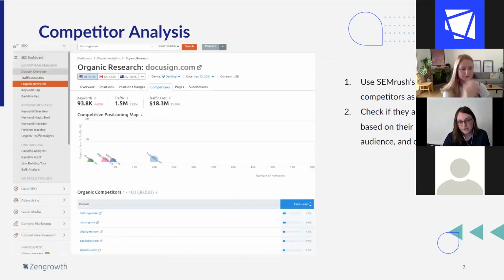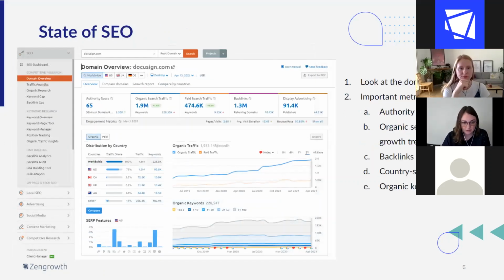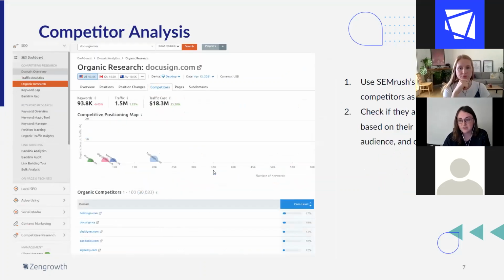So once you start to understand where your domain is at, then the next thing really is to look at your competitor analysis. So what is going on with your different competitors? And one important thing to look at, I think, so this is just a screenshot from SEMrush, but underneath here towards the bottom, there's a section where SEMrush actually lists the competitors that it perceives that you have.